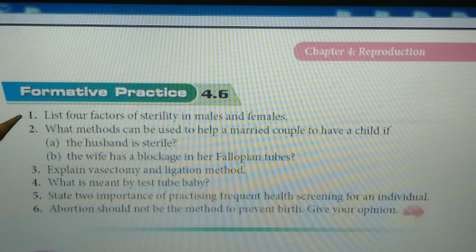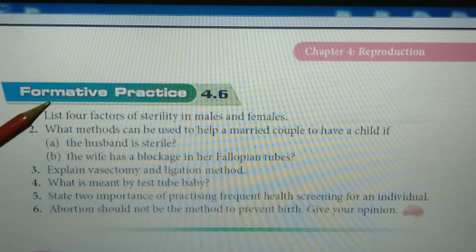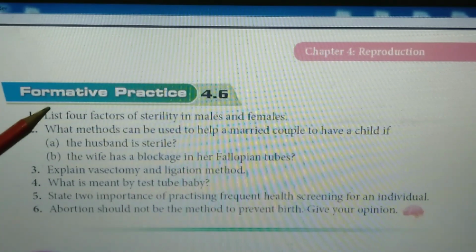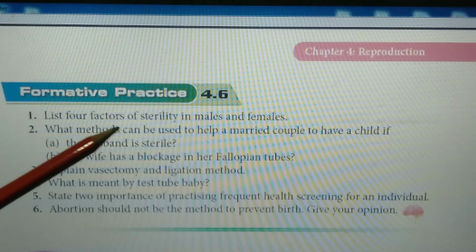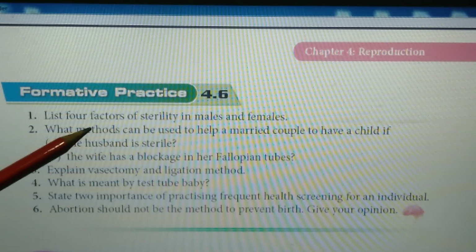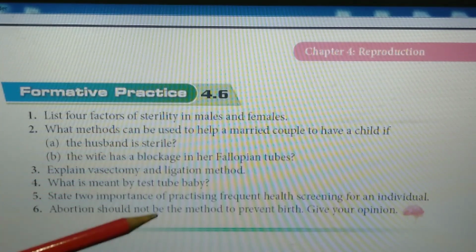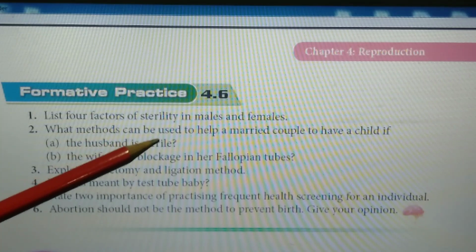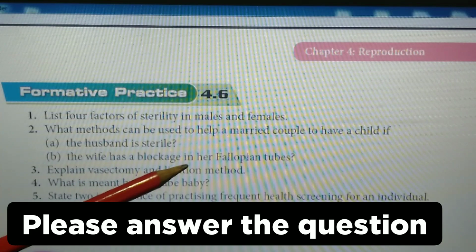From question number 1 until question number 6, I hope you can do all these questions in your notebook. After you have finished, write down all the notes for this subtopic 4.6. As usual, please write the question and then answer the question at the bottom part for each question. I hope you can understand and try to remember what was discussed, and I hope you can do all the questions given here.